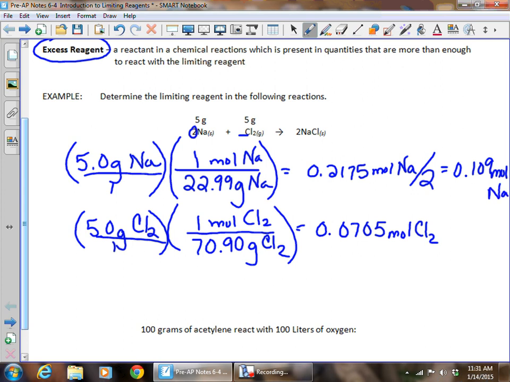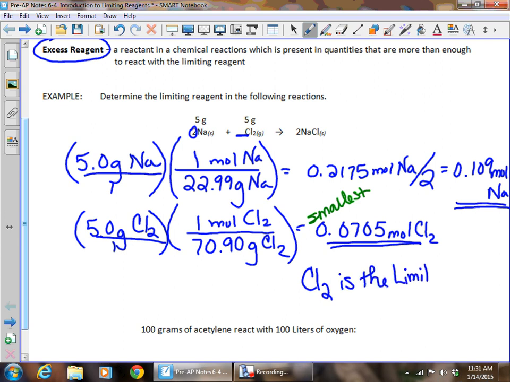Kind of ran out of room, I'll put it under here. Regardless, at this point, we don't need to divide chlorine by anything because it was an understood one. So we've got 0.0705 moles of chlorine and 0.109 moles of sodium. At this point, you choose the smallest of the two values. Since this is the smallest of the two values, then you're going to say that chlorine, Cl2, is the limiting reagent, and that's going to be your answer.